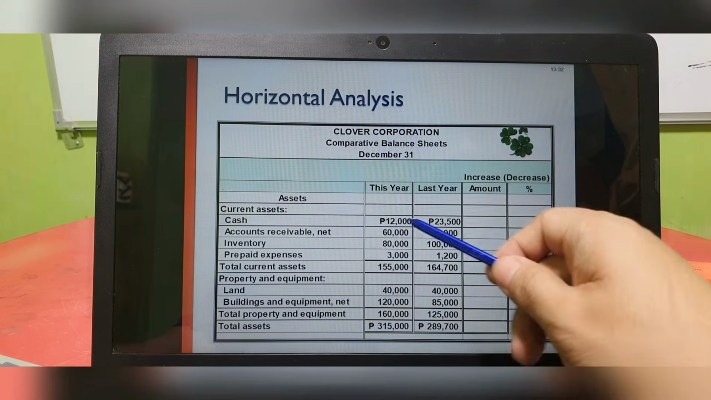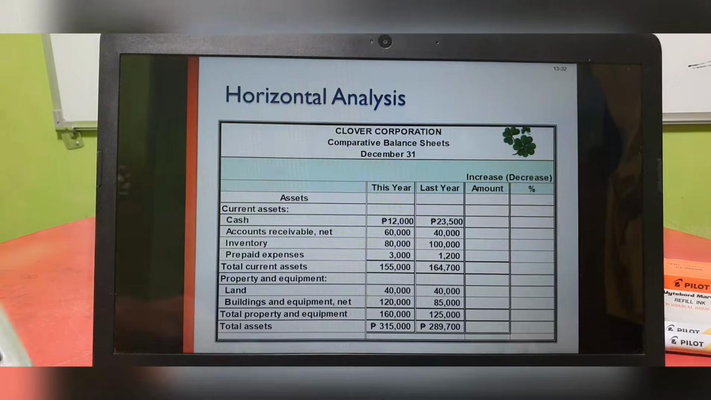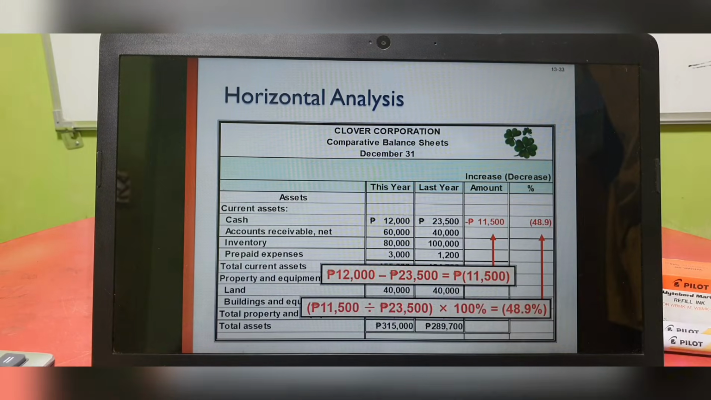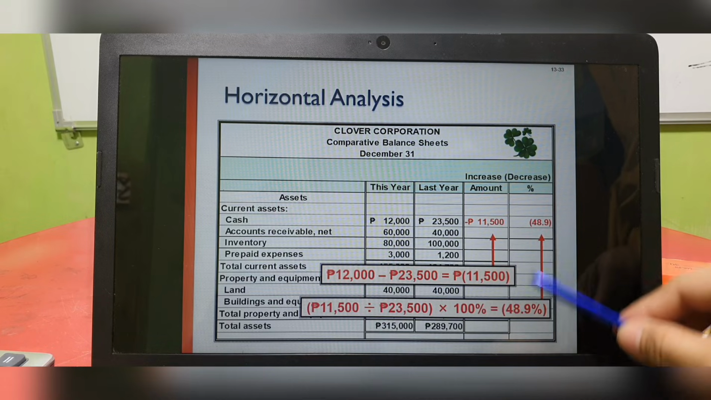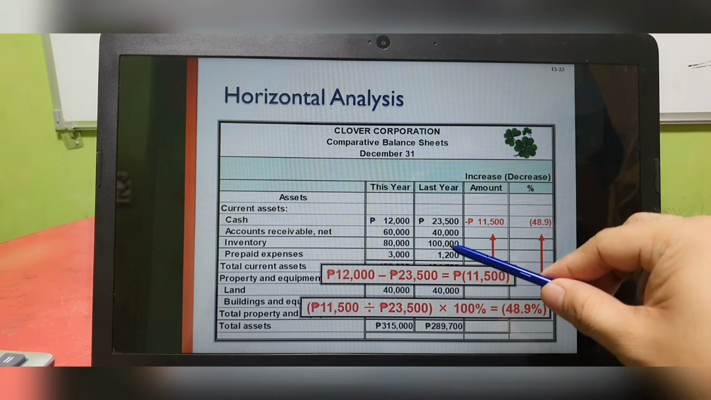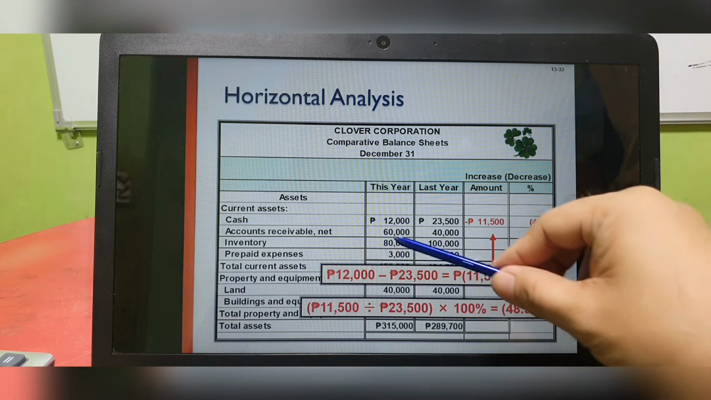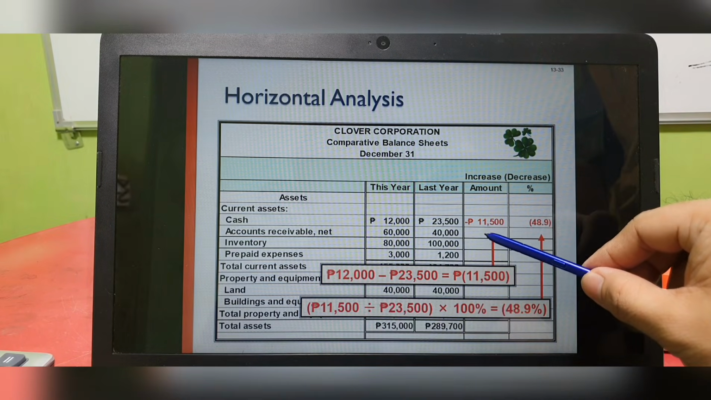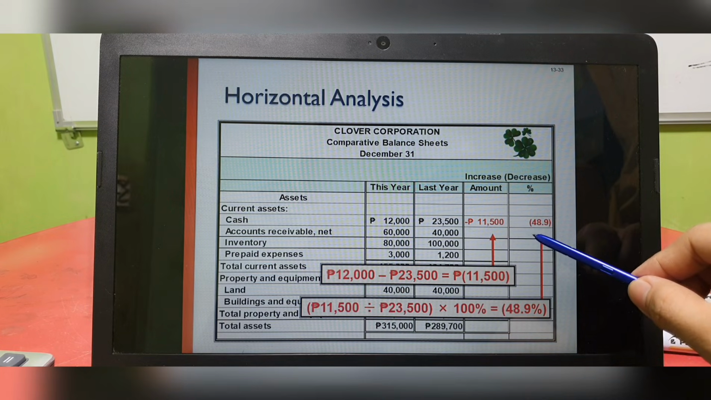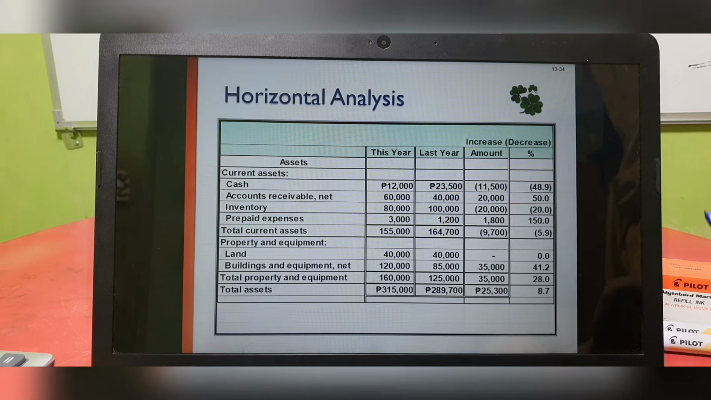Okay, so going back here, 12 minus 23.5. So, ang answer natin is 11.5 na decrease. And again, the 48.9% na decrease here. Okay, here is the solution for that. And we're going to do it sa lahat ng items under the assets. So 60 minus 40, so that would give us 20,000 increase. 20,000 divided by 40,000, so that would give us 50% increase. So gawin natin sa lahat yan, and after doing that, ito yung magiging result natin.